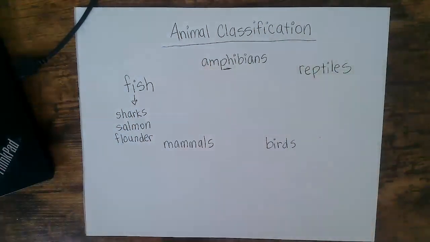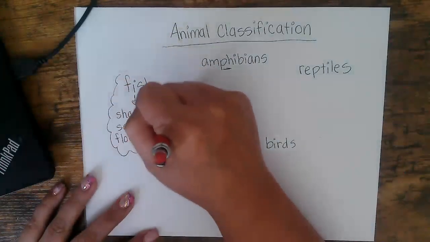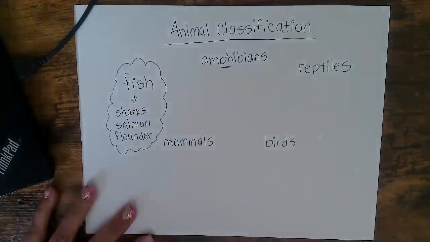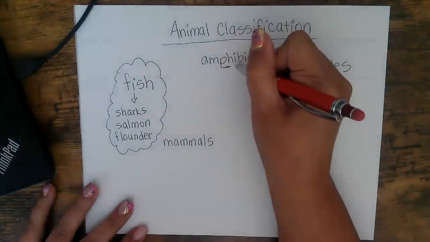Perfect. And so I'm not confused, I'm going to do a little cloud or a little circle so I'm not confused here. You can go ahead and do that if you want to. You don't have to. It's up to you. Okay, I'm going to do the same thing with amphibians.